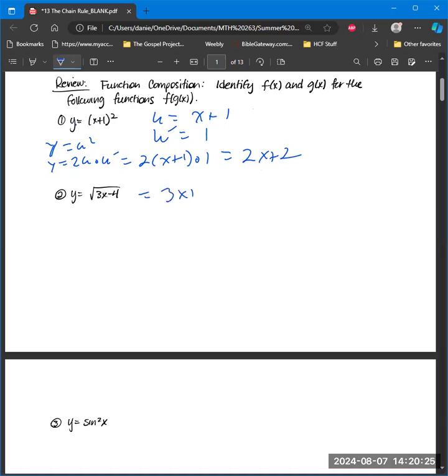This is 3x plus 1 to the 1/2 power. So y prime is going to be take the derivative of the outer function, leaving the inner function alone, times the derivative of the inner function. It's 3 over 2 root 3x plus 1.